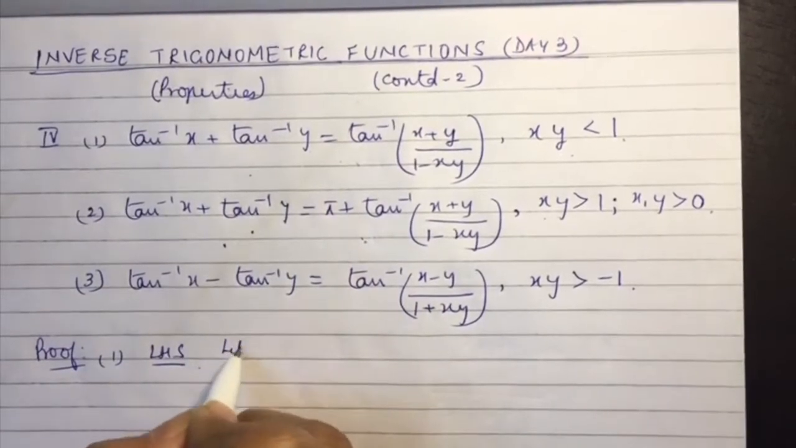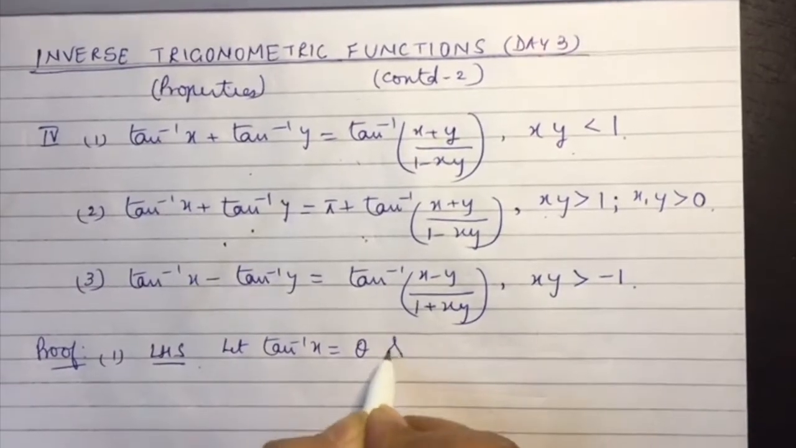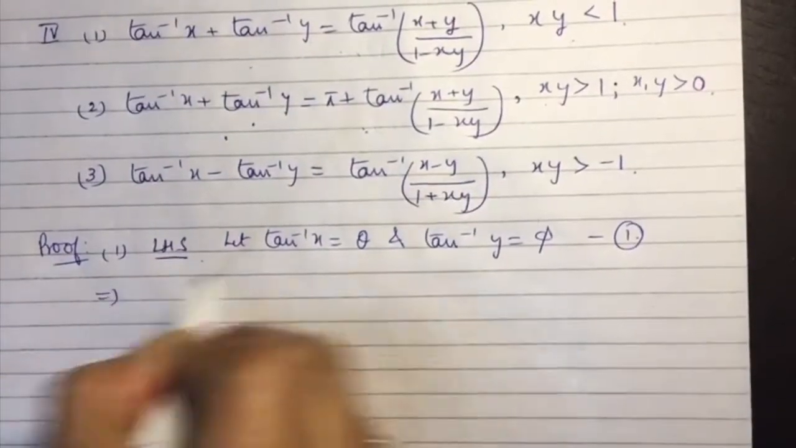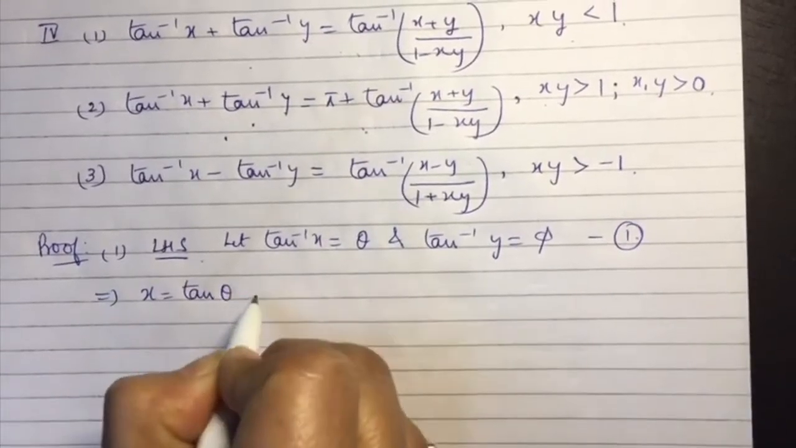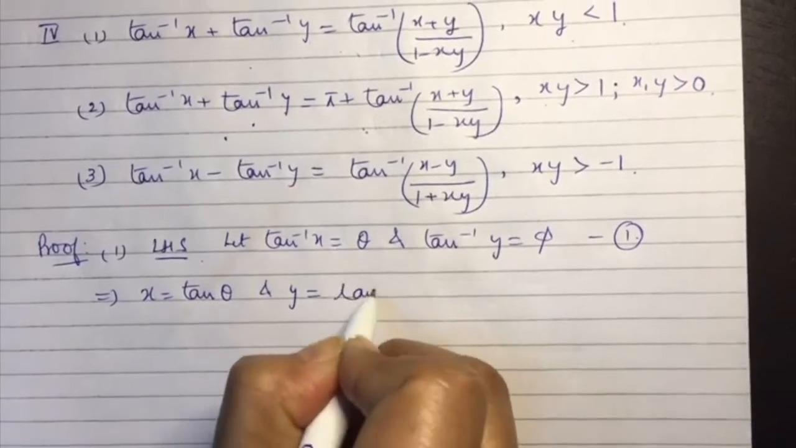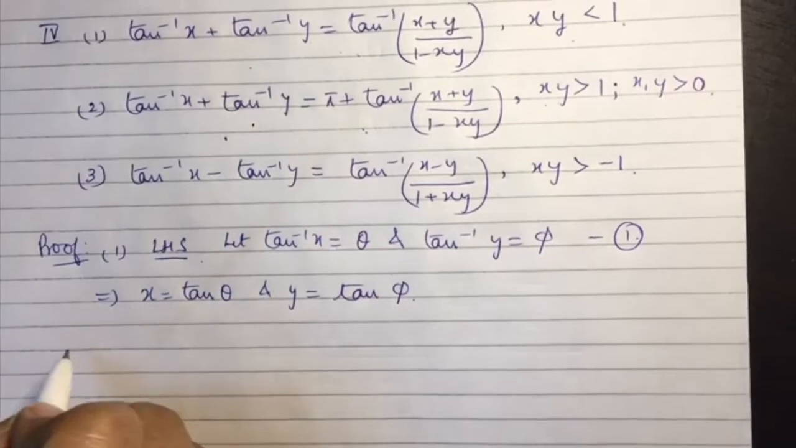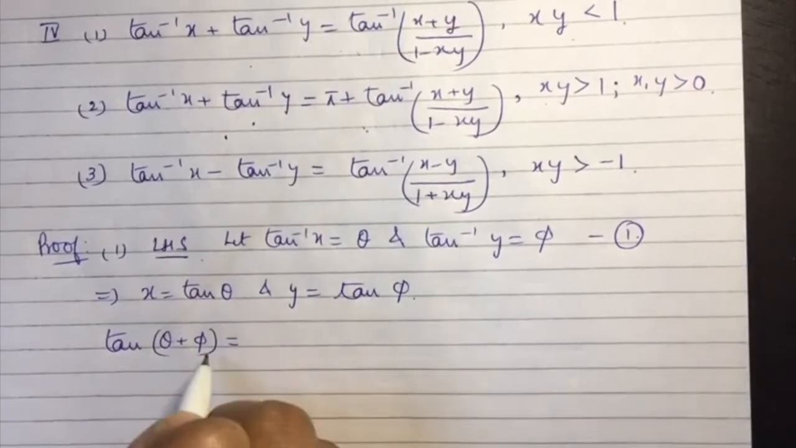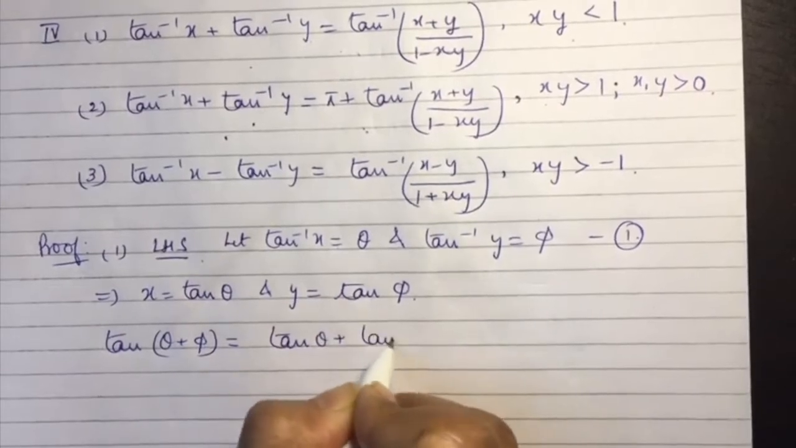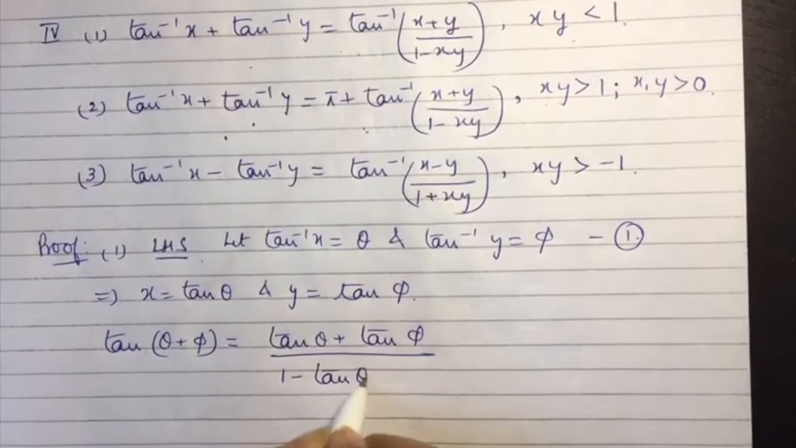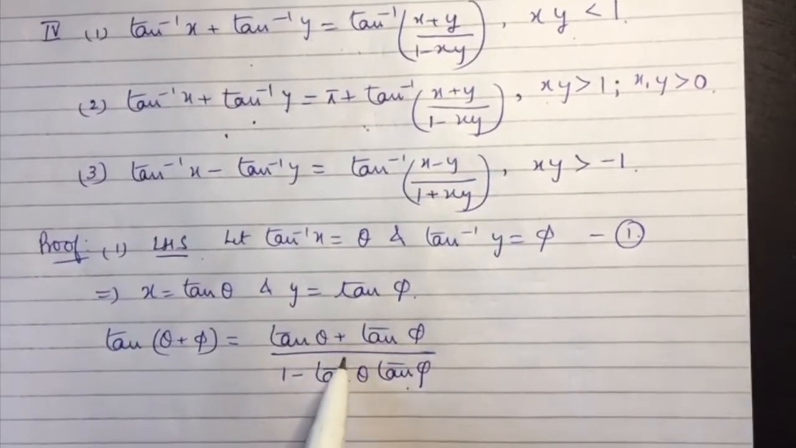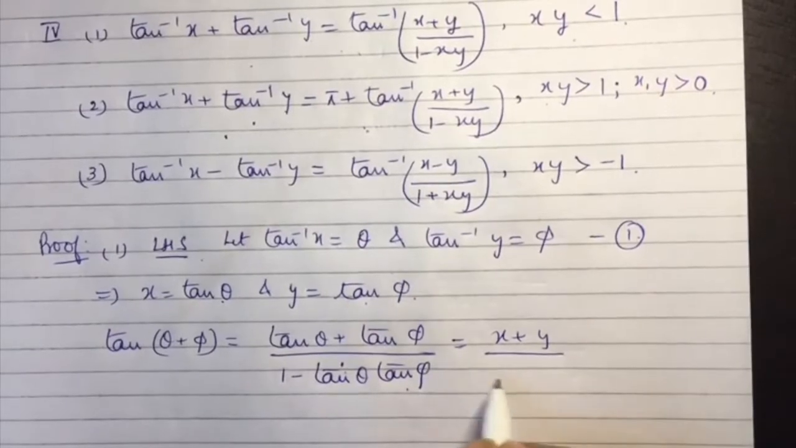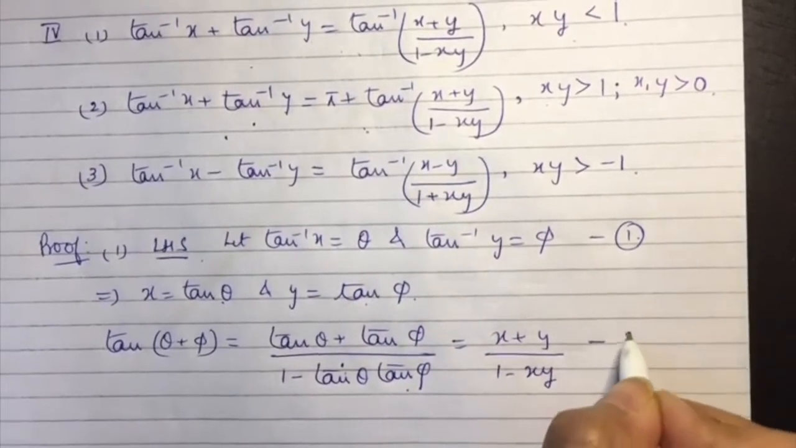So, let tan inverse x equal to theta and tan inverse y equal to phi. Let's call it equation number 1. So, this gives us x is equal to tan theta and y is equal to tan phi. Now, we know from our previous knowledge that tan of theta plus phi is equal to (tan theta plus tan phi) over (1 minus tan theta tan phi). Substituting the values of tan theta and tan phi from here, we get (x plus y) over (1 minus xy). Let's call it 2.